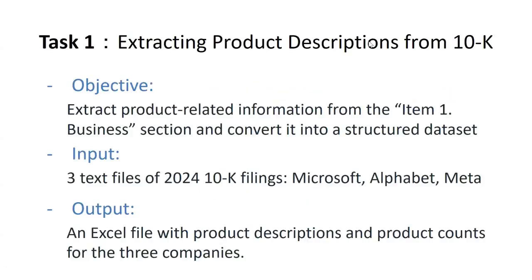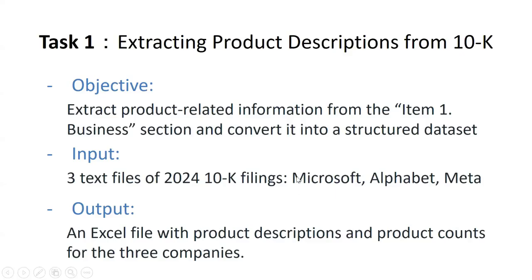This is the first job I want you to focus on. You have a 10K from a company, and you want to get the product description from the 10K. You are familiar with the 10K. If you get Google's 10K, Google will have Item 1, business description, and in this description Google will describe all its products. They will describe Chrome, Google Search, and the different AI products.